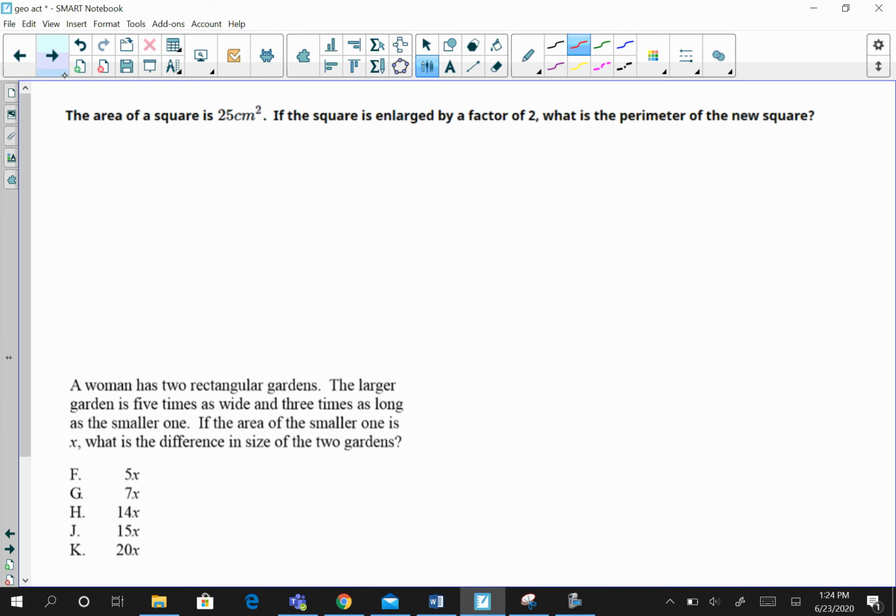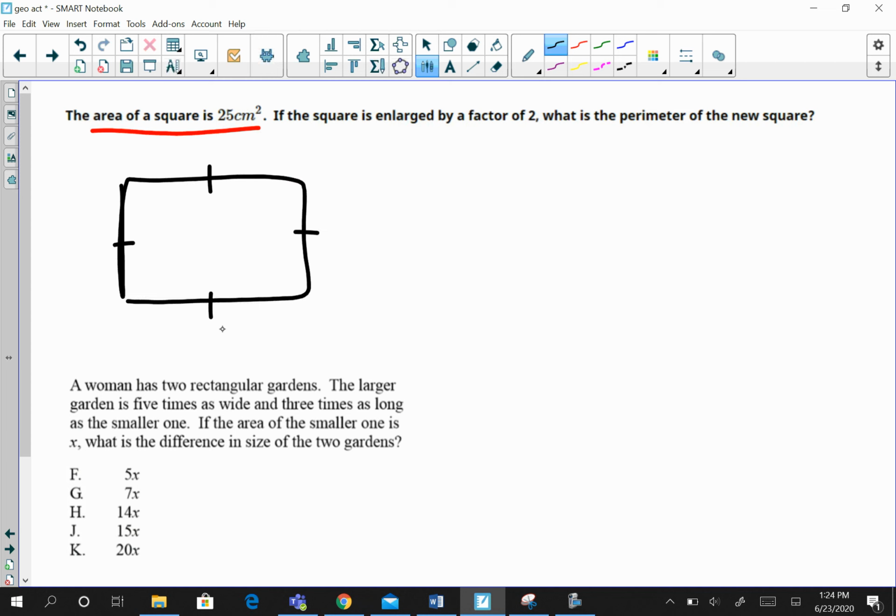So let's go. The area of a square is 25 centimeters squared. If the square is enlarged by a factor of 2, what is the perimeter of the square? So first of all, I have an area of a square. Here's a square. I know that the sides are equal, so all 4 of these are exactly the same. Area of a square you get by doing base times height. In this case, they are the same, so I'm just going to call them side squared. Side times side, area is side squared.